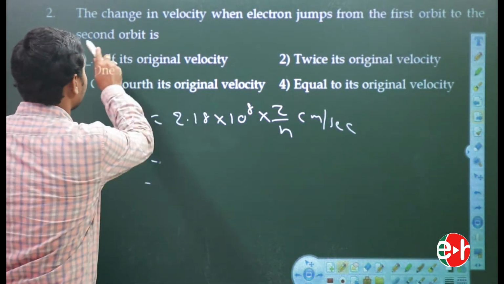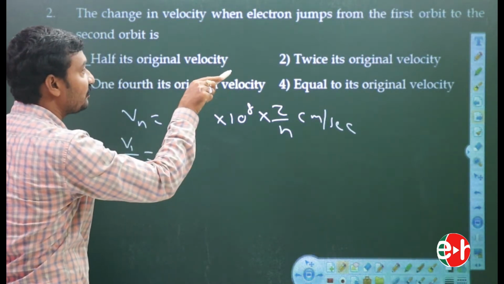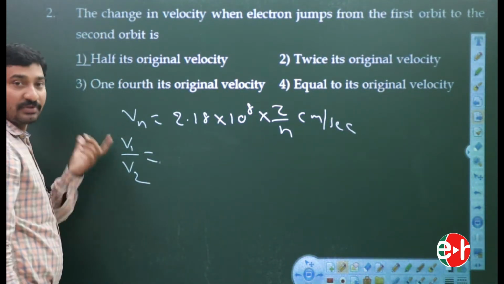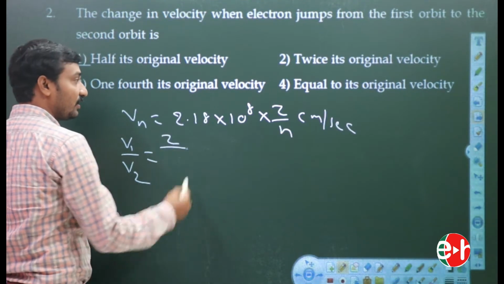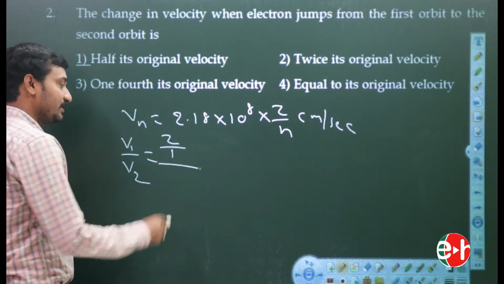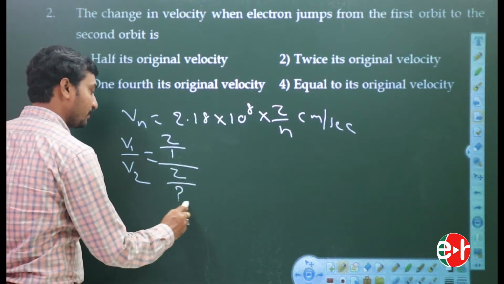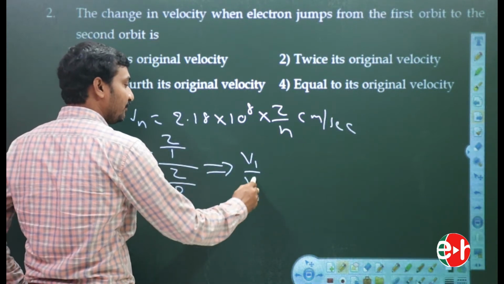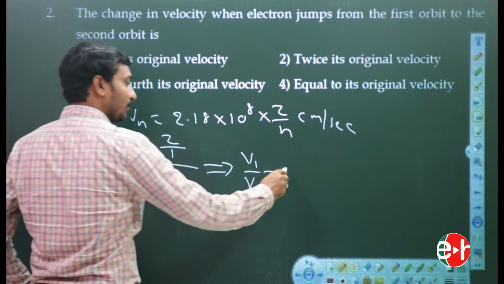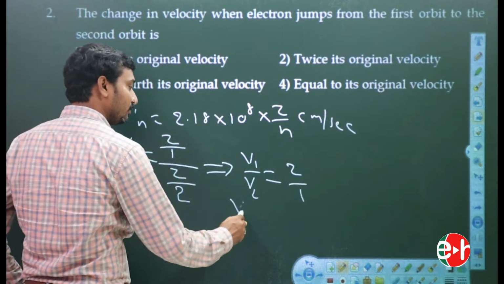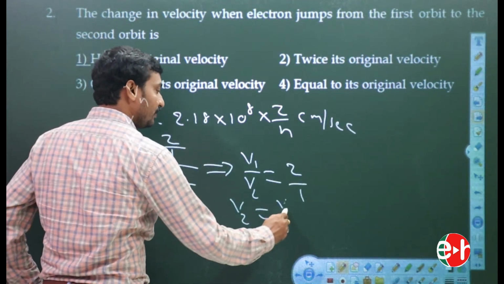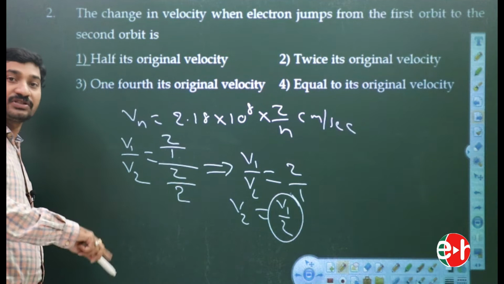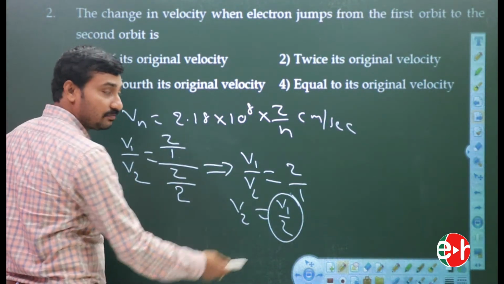For the hydrogen atom, the change in velocity when the electron jumps from the first orbit to the second orbit. Don't worry, the Z value is the same, because the same atom is given here. So n value 1 by Z, to second orbit, Z cancels. That implies v1 by v2 is equal to 2 by 1. Then v2 is equal to v1 by 2. That means when the electron jumps from the first orbit to the second orbit, the velocity will become half.